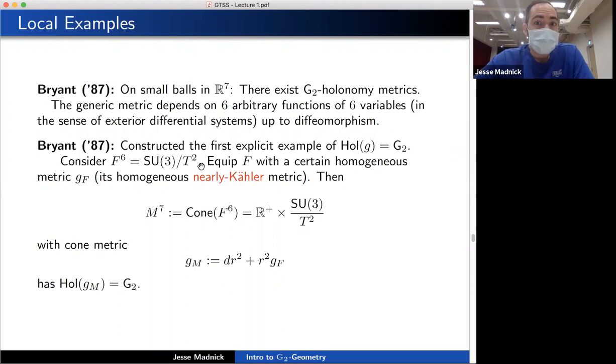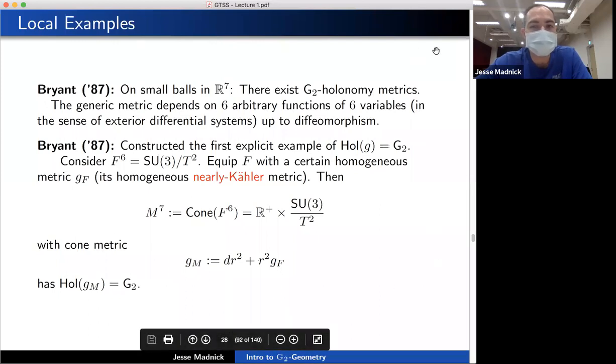And this flag manifold has a certain homogeneous metric. It's what's called a nearly Kähler metric, putting this term in red because we haven't defined it. And the point is that if you take the cone over the 6 manifold, so that's R plus times the 6 manifold with the cone metric, it turns out that this has holonomy equal to G2. And this is a special case of something more general, which we'll talk about more next time.